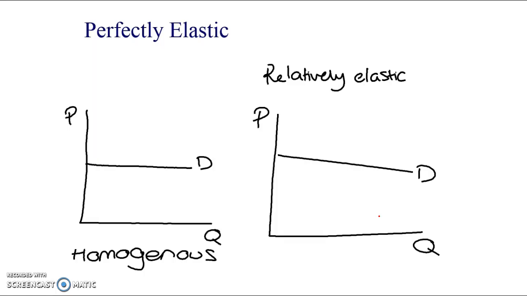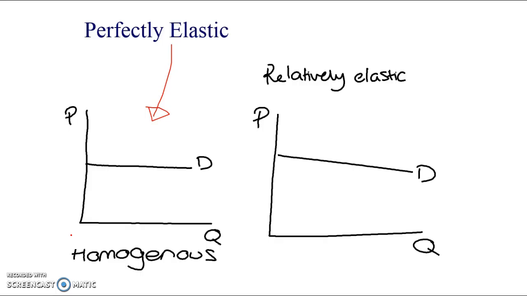So let's look at how we would represent elastic and inelastic on a demand diagram. This is where we've got perfectly elastic demand. It would be a horizontal line, and this is when we have kind of homogeneous products. We most commonly see this in the second year of the course when we're looking at a market structure called perfect competition, which is actually on your part of the course, but you don't need to learn the diagrams.